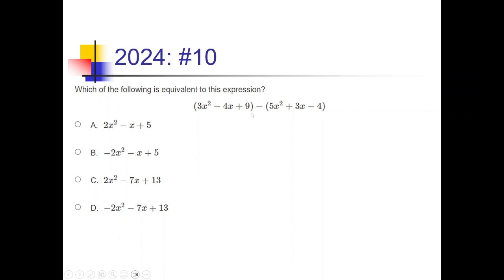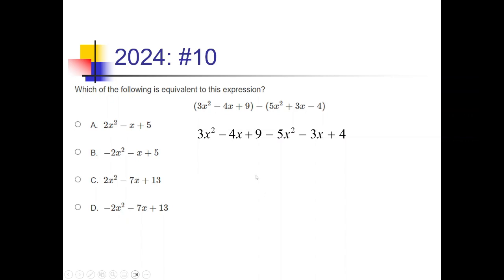For number 10, I have to combine these polynomials. First thing I'm going to do is get rid of these parentheses. The first parentheses has an invisible 1 out in front, so I can just get rid of that for free, basically multiplying everything by 1. So nothing changes there. For this next one, I'm distributing an invisible negative 1 to each thing in this parentheses. So this is going to be minus 5x squared, minus 3x, and minus minus is plus 4.